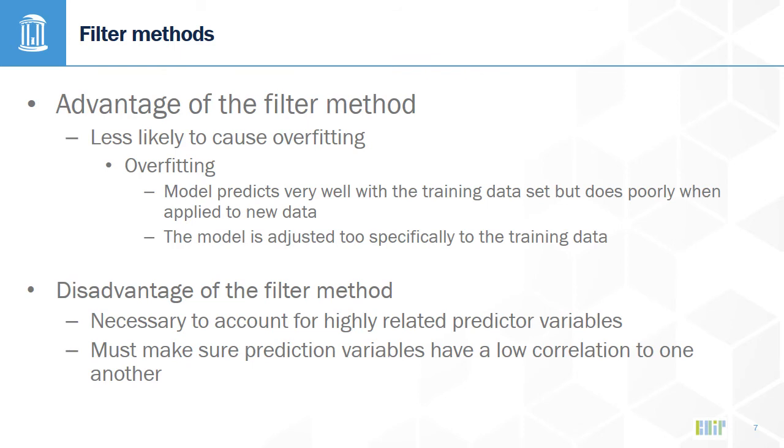One advantage of filter methods is that they are not likely to cause overfitting. However, since filter methods are only looking at the relationship between two variables at a time, they may cause you to exclude variables that have more complex relationships with the outcome variable. Also, when using filter methods, it is important to make sure that the predictor variables have low correlation to one another and high correlation with the outcome variable.